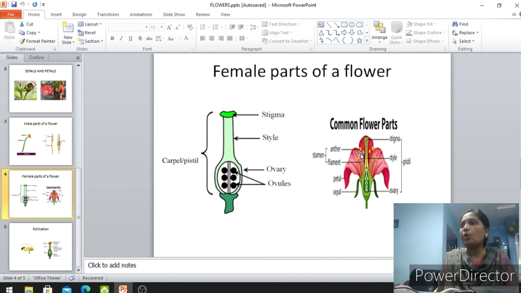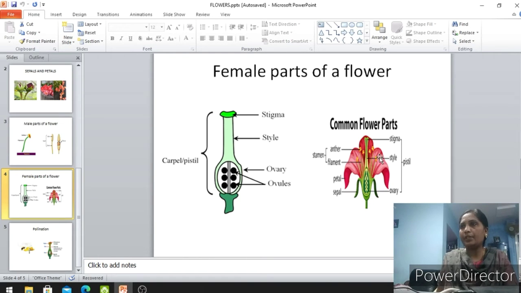So these yellow colored parts are male parts, stamen, and the middle part which has a very long tube, that is female part of the flower. To observe clearly, you better choose China rose or Datura flowers. When you take, you can clearly observe the male parts and the female parts of a flower.